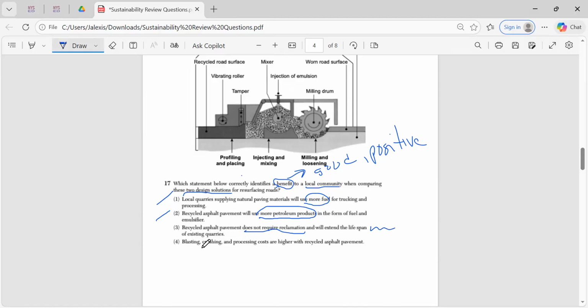And it says blasting, crushing, and processing costs are higher with recycled asphalt pavement. Costs are higher. Does that sound like a benefit for the community? I think not. So what's my best answer? It's going to be choice three.